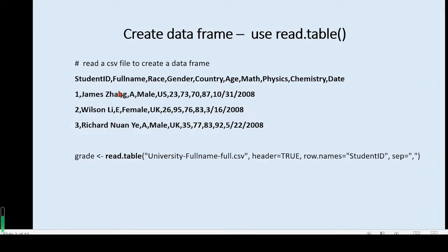So this is a raw part of the original file in a CSV file. The first column is for the variable names, and one row represents one observation. Then we can use read.table on this file, with header TRUE because the first row is to be the variable names in the data frame. And we set row names for the students' ID, the first column to be the row names, then using sep comma as the separator.